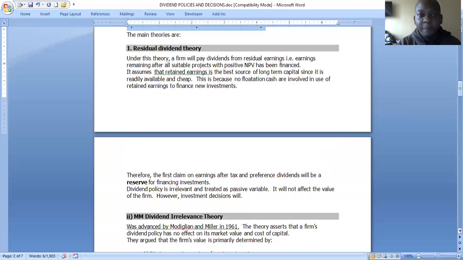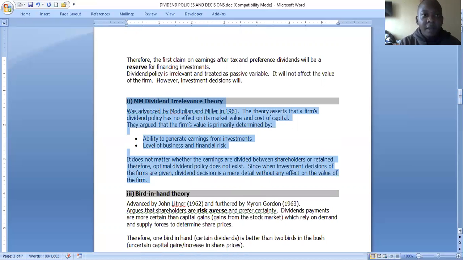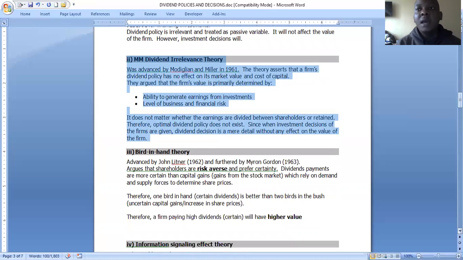And then we have the second theory, that is the Modigliani and Miller theory, the M&M dividend irrelevance theory. This theory argues that the dividend policy of a firm has no effect on the value of the firm. So whether the business pays high dividends, low dividends, or no dividends at all, or whether the firm doesn't retain any earnings at all, this decision will not have any effect on the value of the firm.